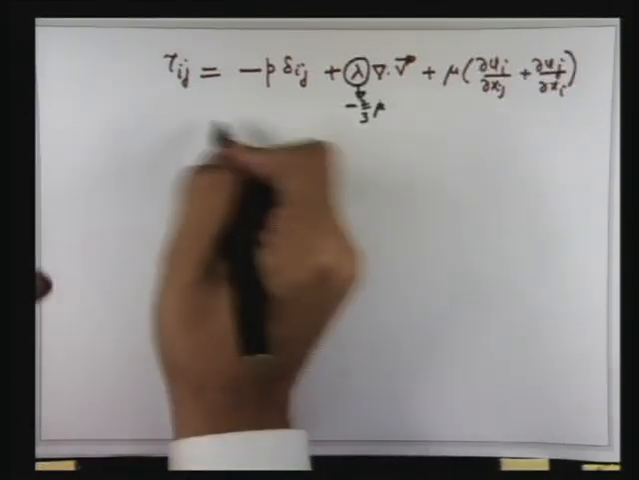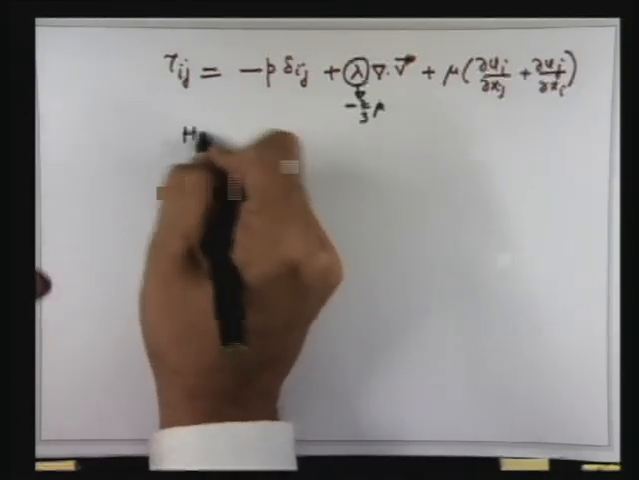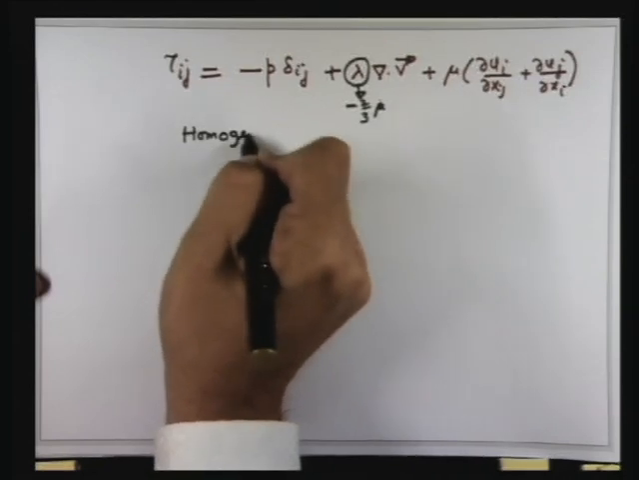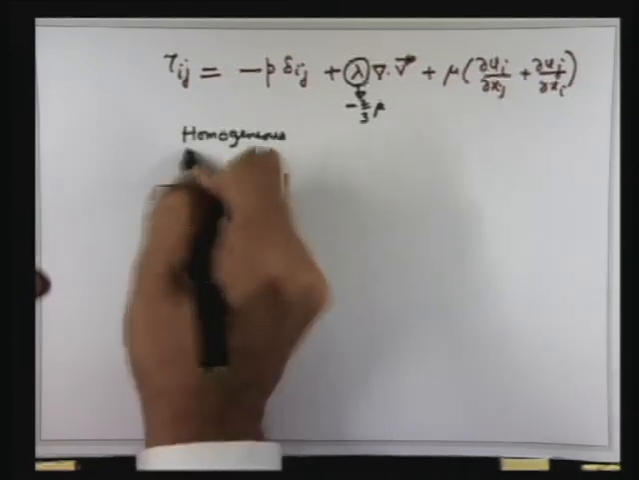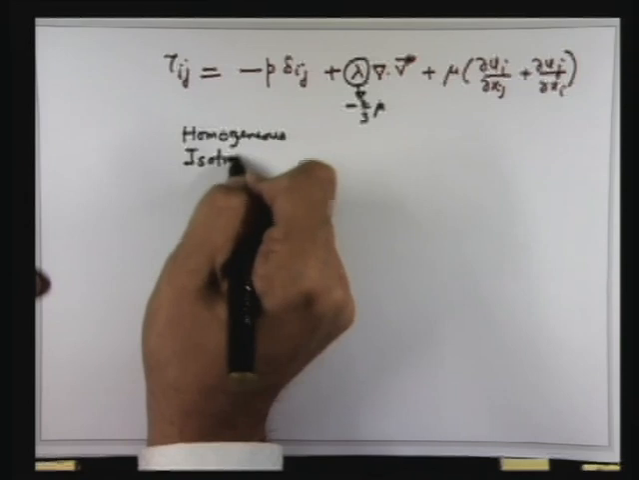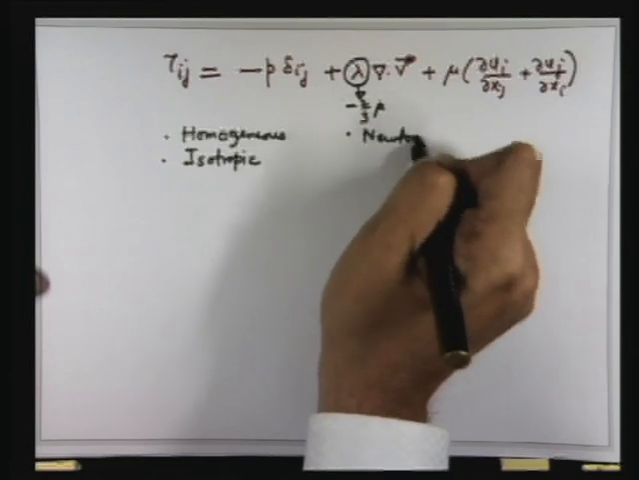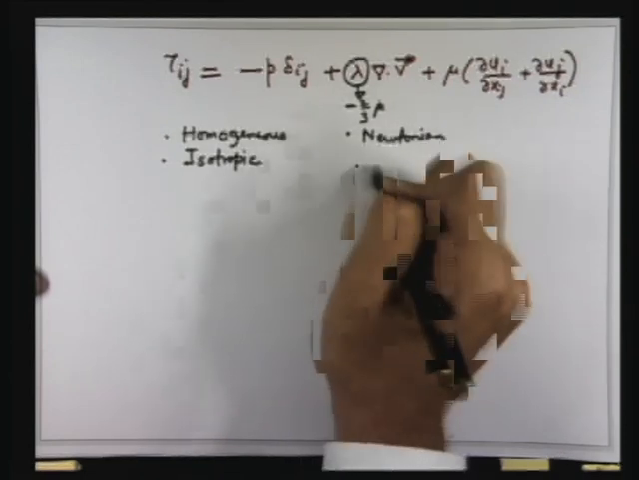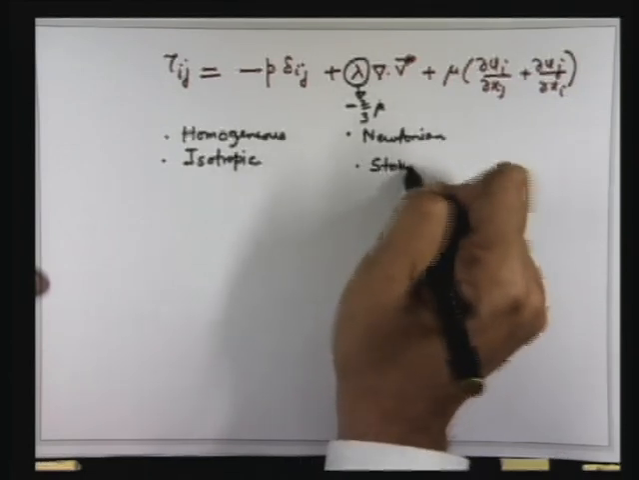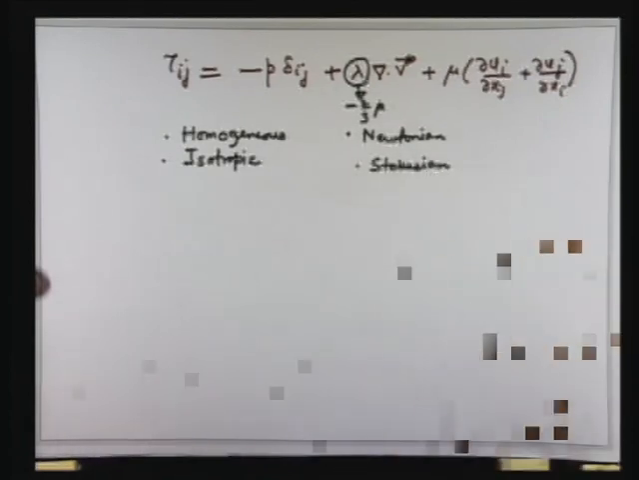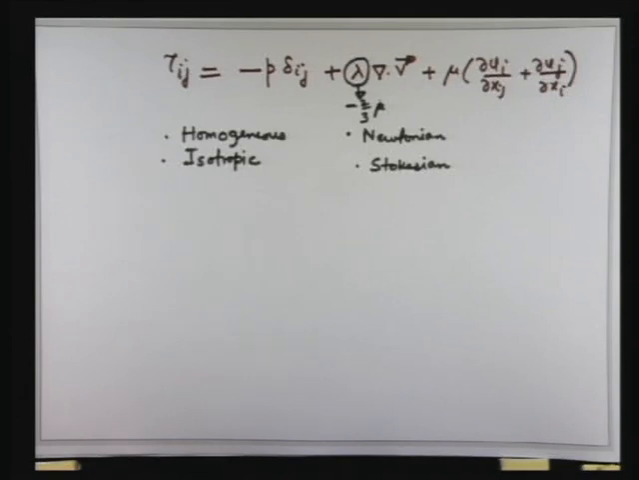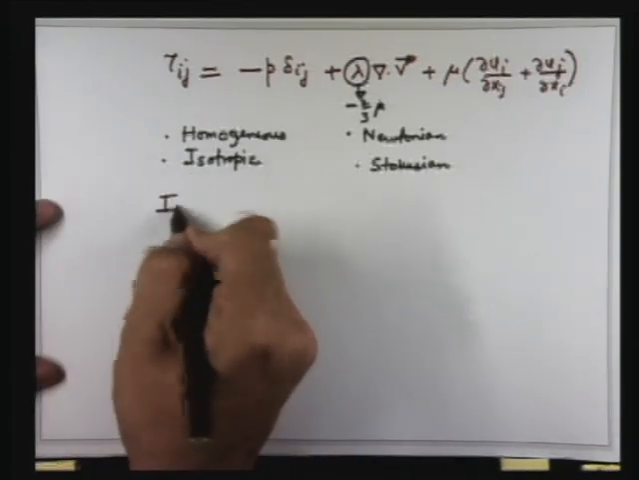Now let us write the assumptions. Homogeneous, isotropic, Newtonian, Stokesian. Next, a very important additional assumption is that it is incompressible flow.